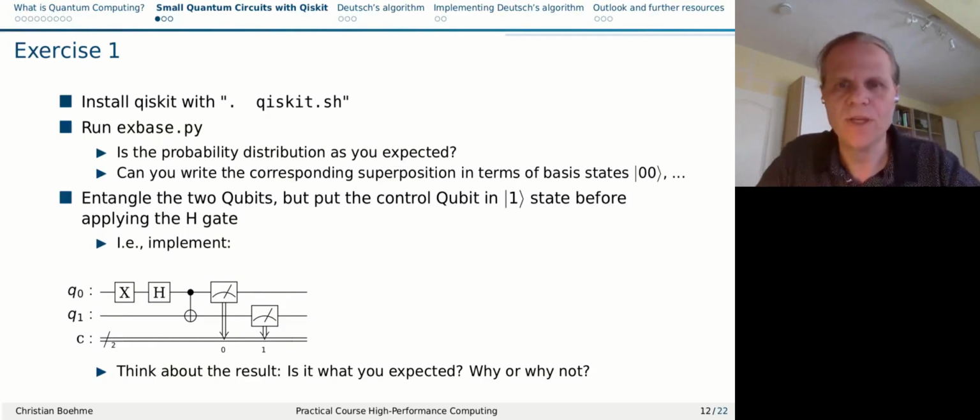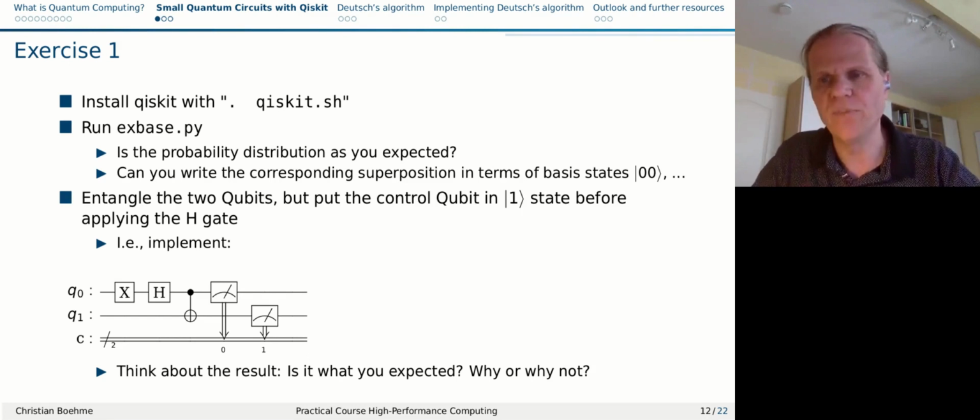Now, what's to do in the exercise? First, install Qiskit. Probably you have already started. Then run xbase Python. Take a look at the result and think a bit about whether it's what you expected. You could try to write it down as a corresponding superposition in terms of the basis states I mentioned, 0 0, 0 1, 1 0, 1 1. I've said already it's an equal distribution. You just have to think about the factor, of course, so that it all adds up to 1 when you take the squared coefficient. Yeah, and that's basically all. Now, in the next step, entangle the 2 qubits.